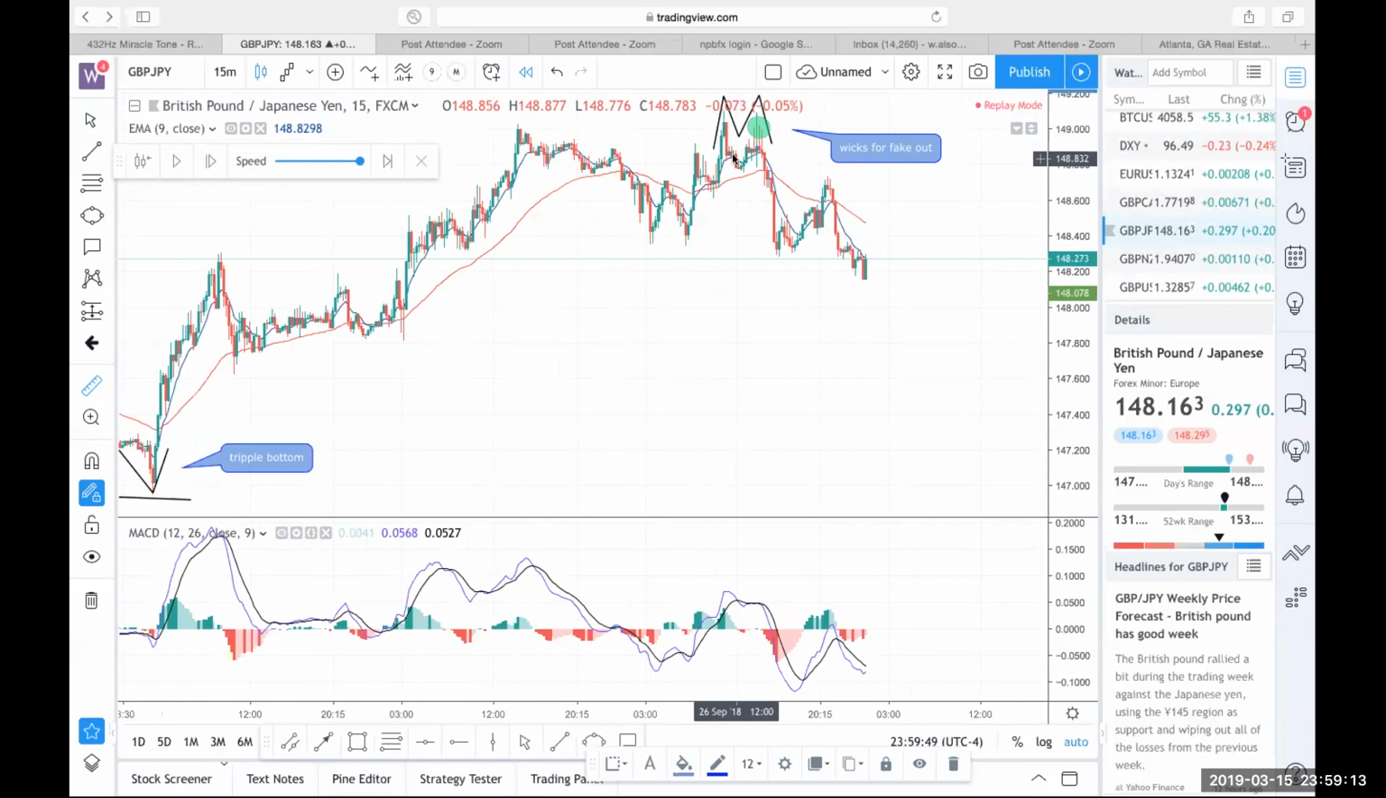If you're having wicks on your smaller time frame, they're definitely going to be bigger wicks on your higher time frame, so it would definitely show. And we can go back and look at that later. But if you're on a smaller time frame and you see a wick, it's definitely a wick on a higher time frame or a fake out.